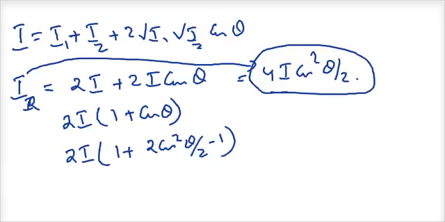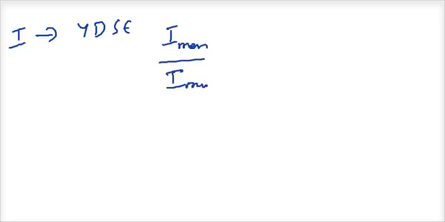So the first question we can write down is that suppose there is a YDSE, Young's double slit experiment. In a Young's double slit experiment, interference takes place, and it is given to you that I max by I min, let us say, is equal to 49 by 1. They are asking you what is the value of A1 by A2.